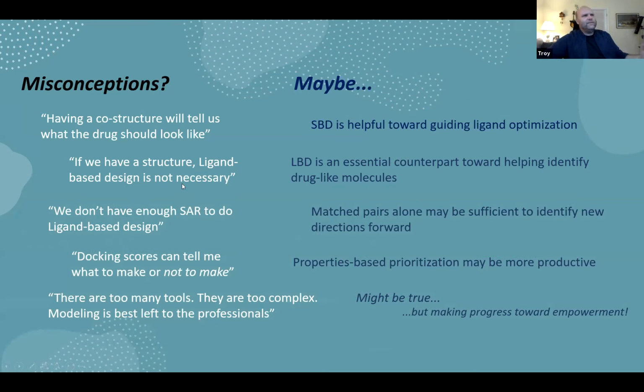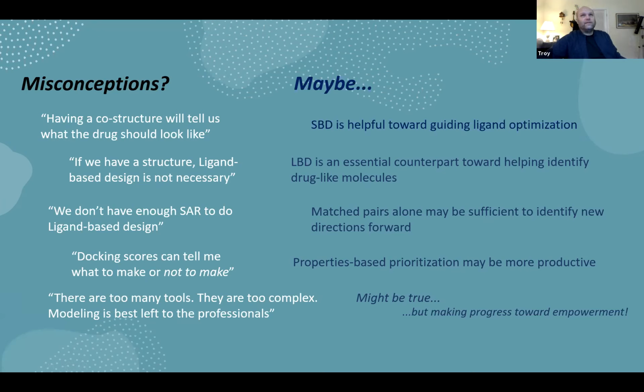Regarding ligand-based design, obviously, if you can do property QSAR modeling or design a better molecule based on property space, that's going to be hugely influential over the drug-like properties of your ultimate molecule. As for the concept that you don't have enough SAR to do ligand-based design, all you need is matched pairs. If you have a tool that shows you matched pairs with huge differences in potency or properties, that's a huge, huge plus. Docking scores may not be very useful, but property-based prioritization is very productive.